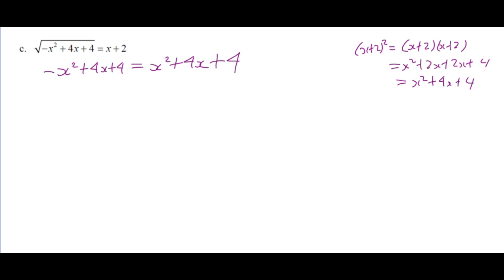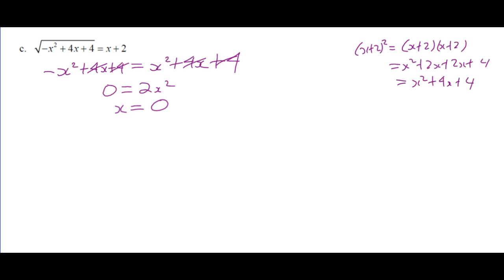All right. Now what? Well, let's add x squared to both sides. I could subtract 4x plus 4 from both sides. So I've got negative x squared equals x squared. Does that solve? Yeah, it does. But what we should do is move this over and get 0 equal to 2x squared, and so x is equal to 0.